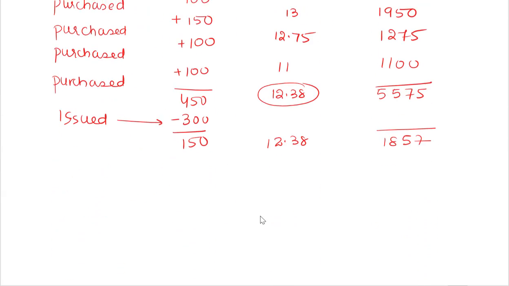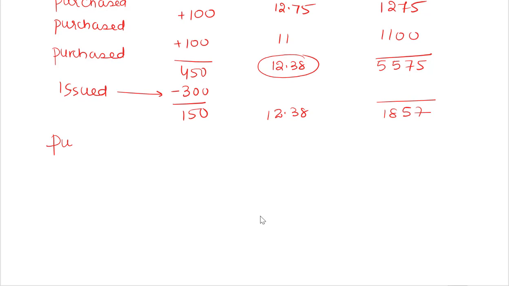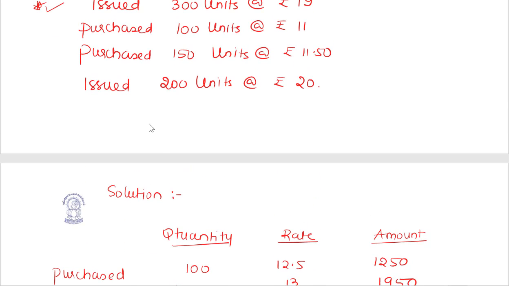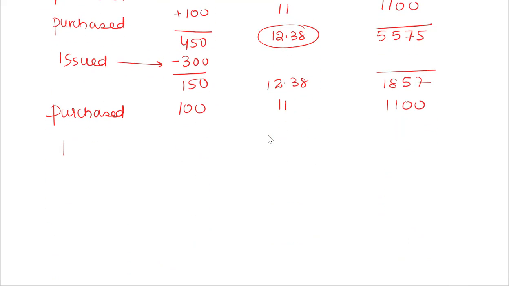Again, purchased 100 units at 11, 1100. Purchased 150 units at 11.5. This would be 1725.